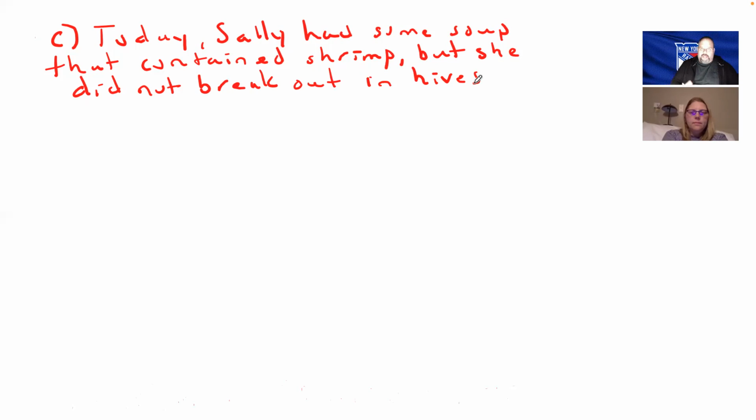Yesterday, Sally ate shrimp salad and broke out in hives. Her observation was that she broke out in hives. That led to her hypothesis that she might be allergic to shrimp. So what did she do today? Today, she had some soup that contained shrimp. So why did she do that? The reason was to see what the effect would be of having something else that had shrimp in it. So what was she doing?